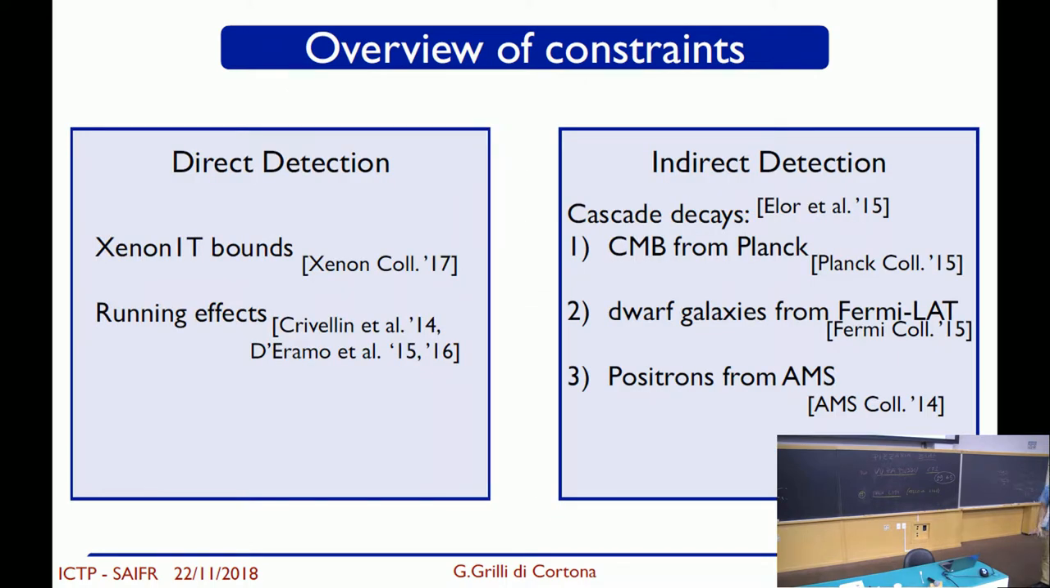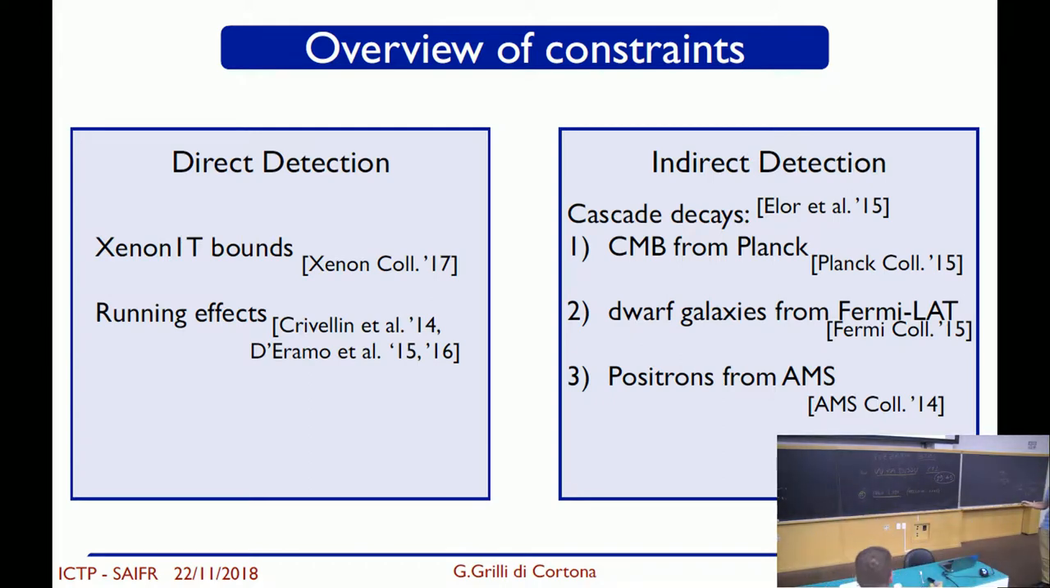Now, as I told you before, the previous Lagrangian shows also that there are possibilities of having signals from direct detection and from indirect detection. So direct detection, you know how it works. You have your dark matter that can scatter on quarks that are inside the nucleons, and then one can get bounds from XENON 1-ton.